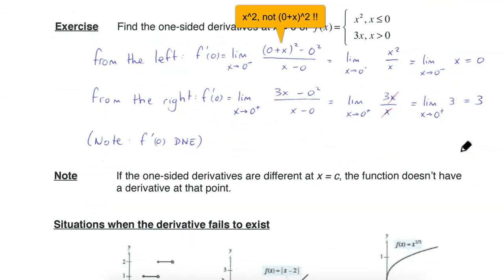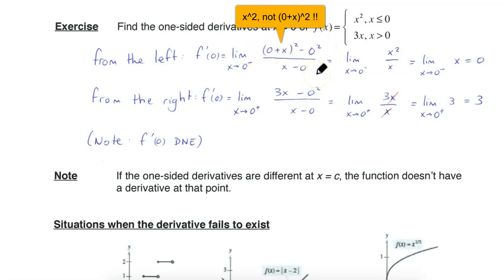What does it look like if we have an algebraic situation? So here purposefully I did not sketch the graph, but I'm sure you can sketch the graph of y equals x squared for x negative and y equals 3x for x positive, but here on purpose I didn't sketch the graph. So from the left we would have the derivative f prime of 0, so the derivative at x equals 0 is the limit as x approaches 0 from the left, and here is the expression.